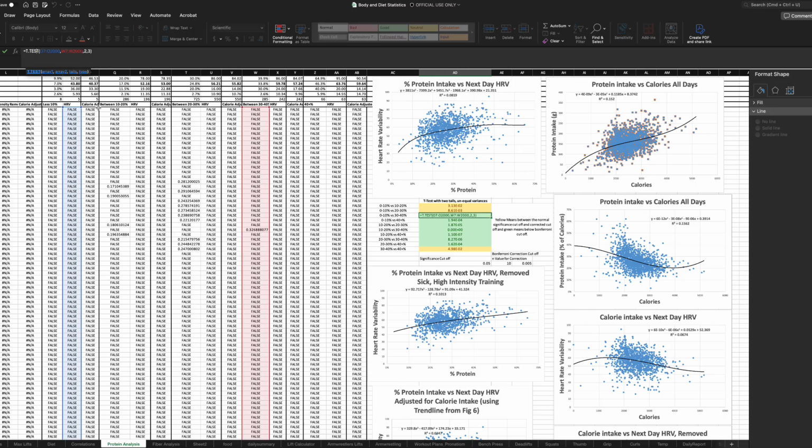Okay, this one, I just wanted to make sure that's correct. HRV, HRV. Yeah.